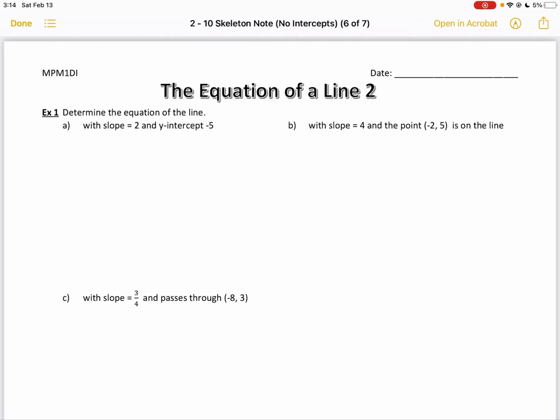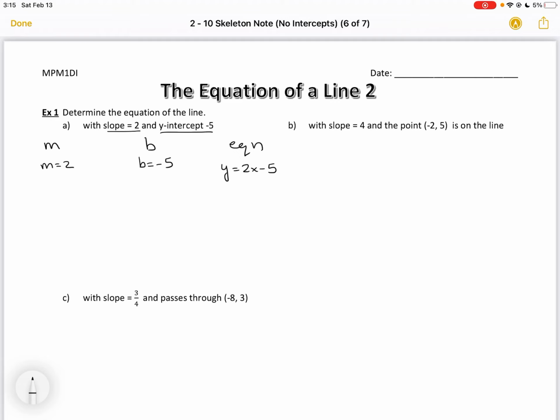This video gives some examples of how to calculate the equation of a line. So anytime we're determining the equation of the line, we always need to know the slope, the y-intercept, and then the equation. So in example A, my slope is given to me, so m equals 2. My y-intercept is also given to me. So that means I can write the equation as y equals 2x minus 5.